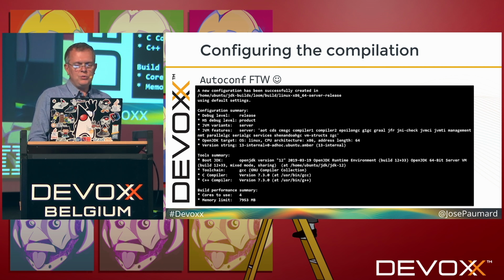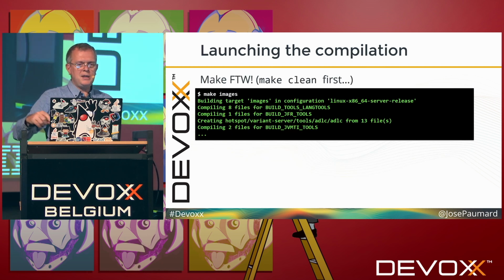So the right thing to launch is make images. Make images is going to create a JDK image from the source tree. Remember, you have 2.5 gigabytes of source code, so it's not going to take like 2 minutes. It takes a little longer than that. I would say that on a fairly recent machine, it will take between 20-25 minutes, maybe more. It depends on your CPU. It also depends on the speed of your hard drive.